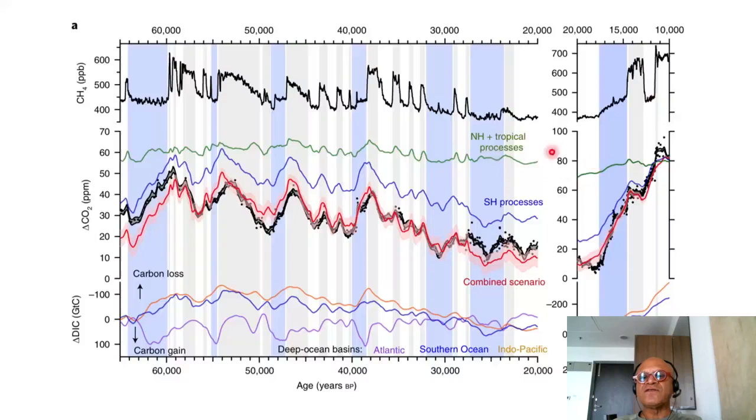The northern hemisphere and tropical processes, southern hemisphere processes, and combined scenarios have contributed to changes in CO2. Delta CO2 is the change with respect to the base period. So obviously coming out of the glaciation, we went from about 200 ppm to 280 ppm by the time we got to the pre-industrial period.